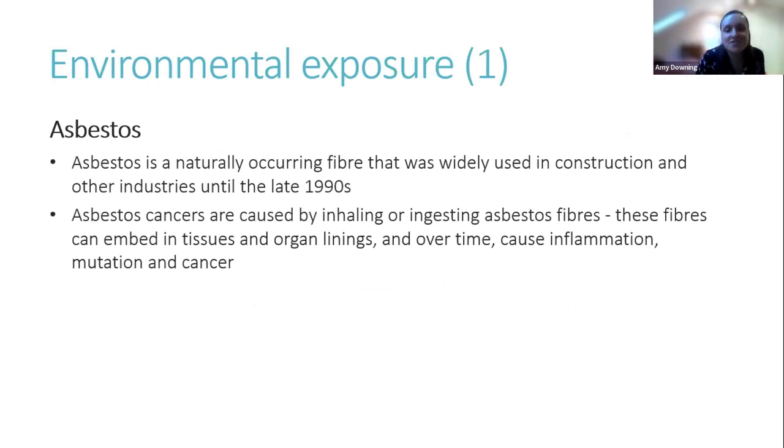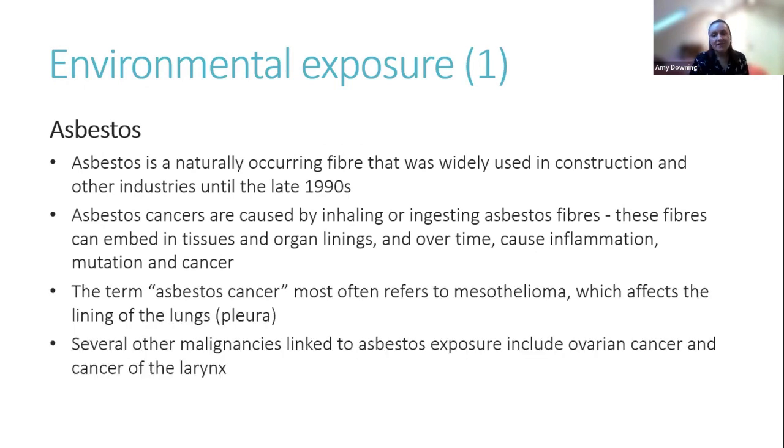I'm going to move on now to look at environmental exposure. So firstly, looking at asbestos. So this is a naturally occurring fibre that was widely used in the construction and other industries until the late 90s. And asbestos cancers are caused by inhaling or ingesting these fibres, and they can embed in tissues and organs, and over time they cause inflammation and mutation cancer. Most often, asbestos cancer refers to mesothelioma, which affects the lining of the lungs, but it can also cause several other malignancies.